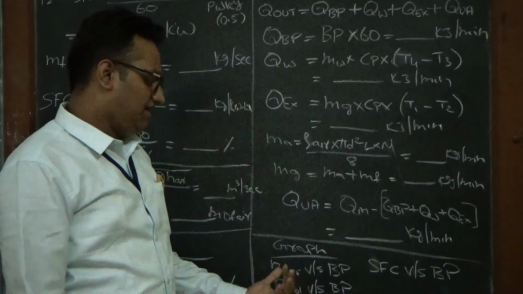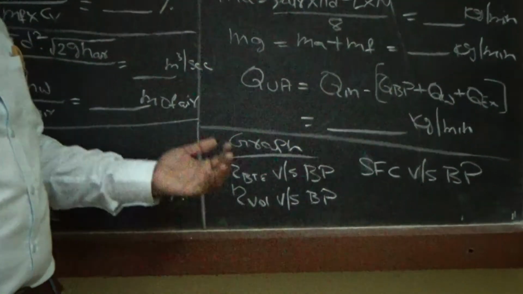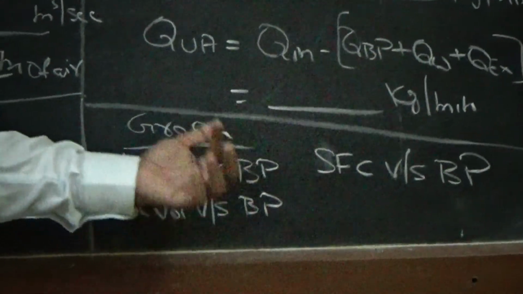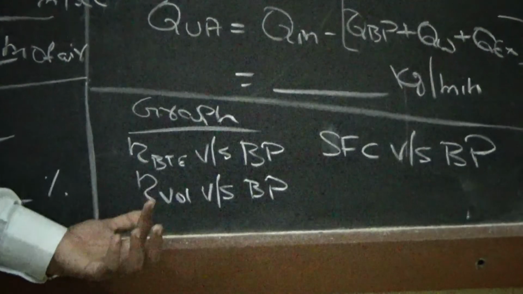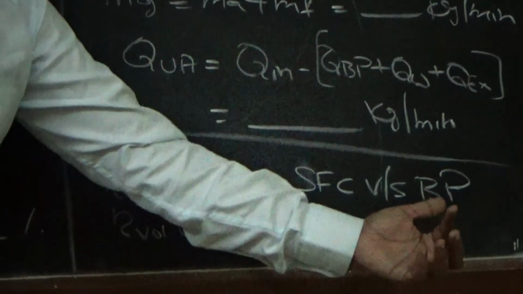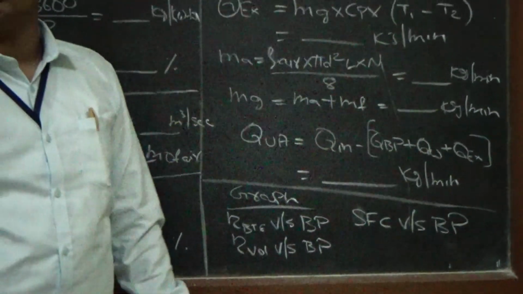Finally, we need to plot three different graphs: brake thermal efficiency versus brake power, volumetric efficiency versus brake horsepower, and SFC versus brake horsepower. So this gives the performance study of a 4-stroke petrol engine.